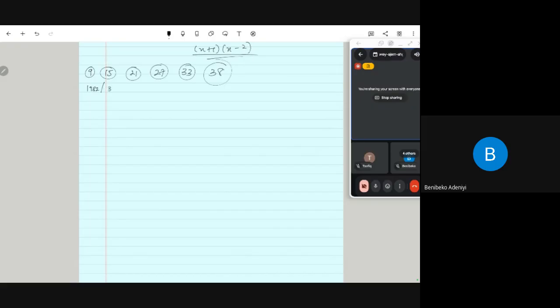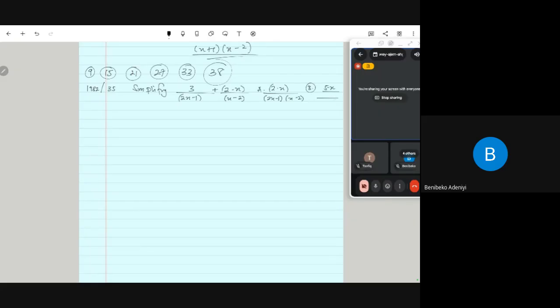This is 1982, question 35. So the question reads, simplify 3 over 2x minus 1 plus 2 minus x over x minus 2. So option A, 2 minus x over 2x minus 1, x minus 2. Option B, 5 minus x over the same thing.